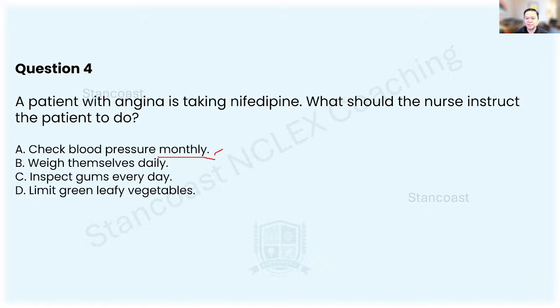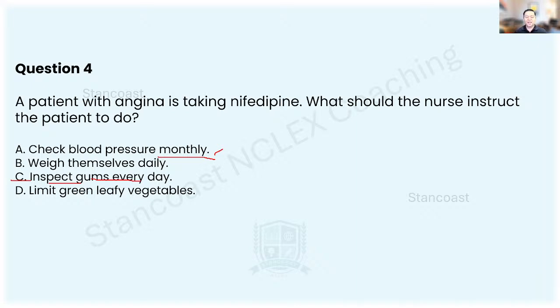Nifedipine. What is nifedipine, guys? I want you to recall what nifedipine is. The correct answer here is letter C. Inspect gums every day. Let's go through these options. Letter A, check blood pressure monthly. So guys, if you're not familiar with the side effect or the adverse reaction to nifedipine, the best way to eliminate those distractors, those erroneous test questions, is to do it by elimination.